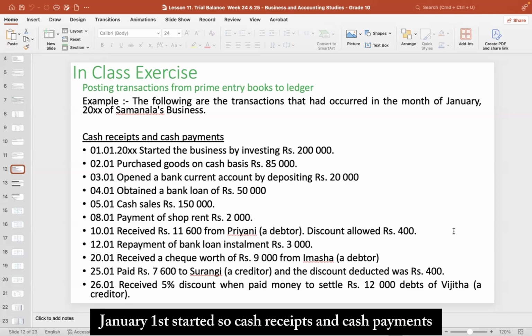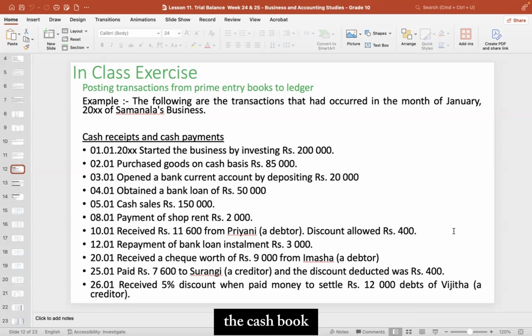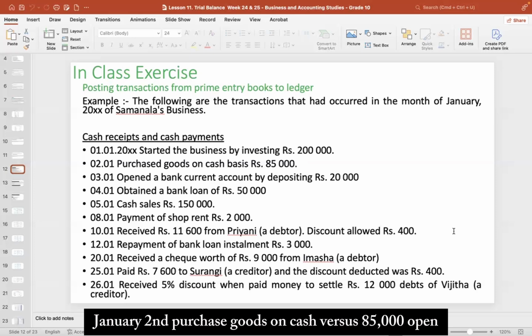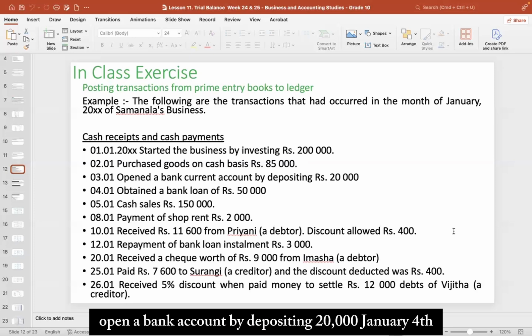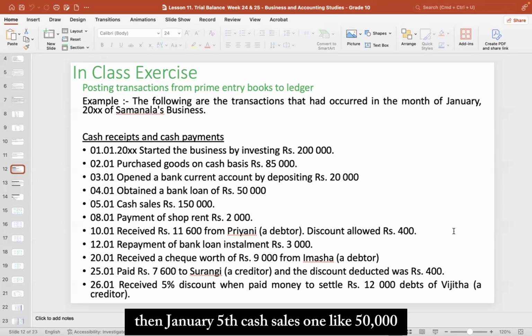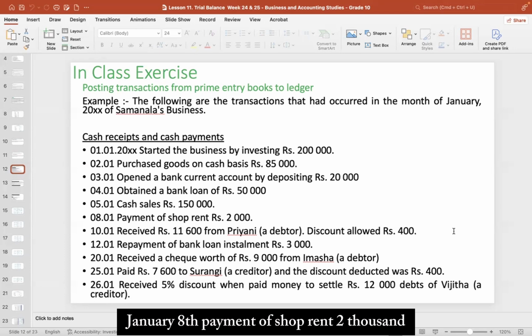January 1st started, so cash receipts and cash payments. These will be particularly associated with the cash book. January 1st, started the business by investing 200,000. January 2nd, purchased goods on a cash basis, 85,000. January 3rd, opened a bank account by depositing 20,000. January 4th, obtained a bank loan of 50,000. January 5th, cash sales 1,50,000. January 8th, payment of shop rent 2,000.